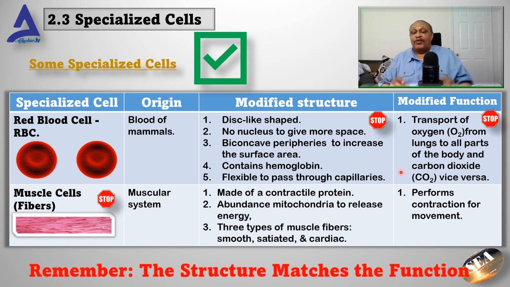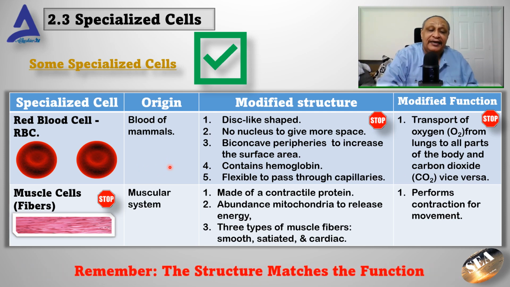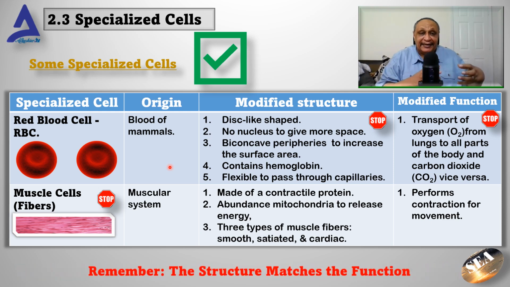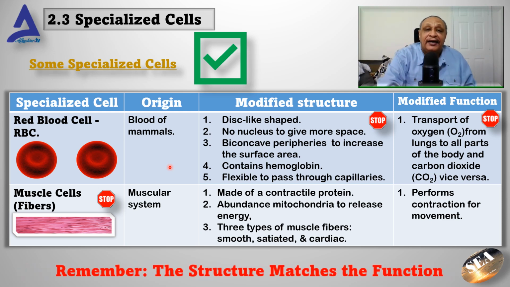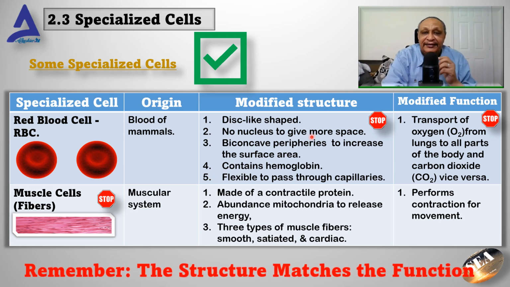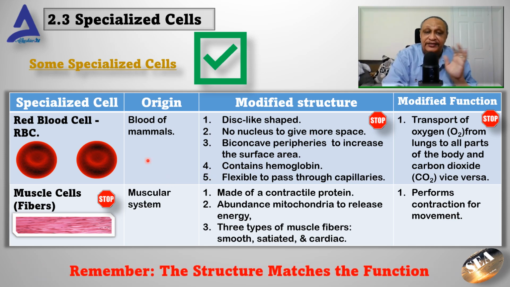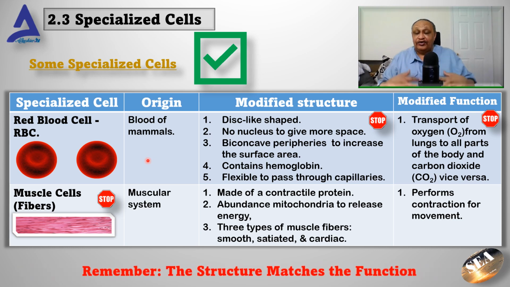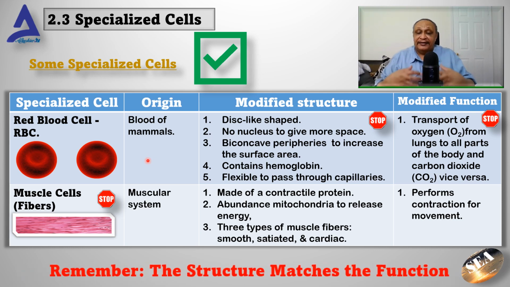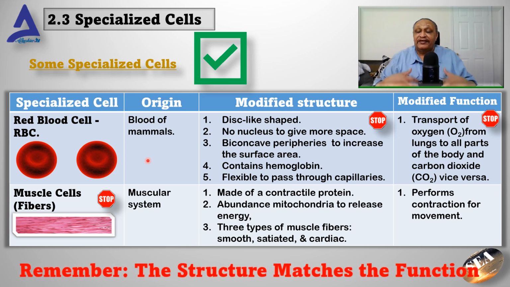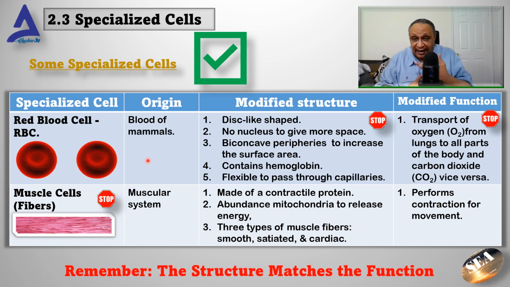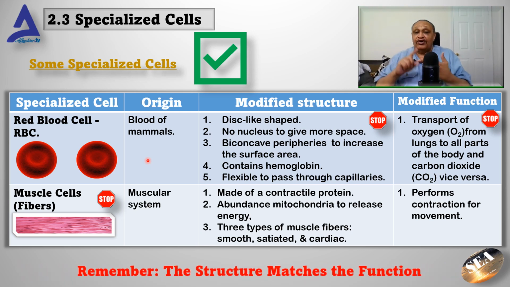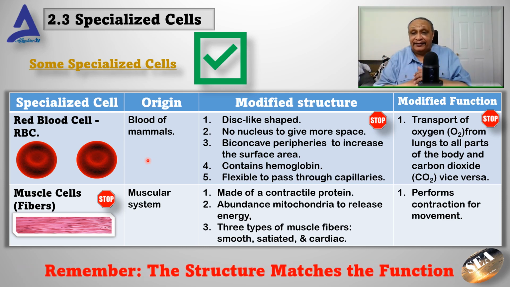Okay, there is a question that may hit your mind. Why does this cell have no nucleus? We say it is to give more space. This is one reason. The second reason is if you have a nucleus, that means this cell is going to do all the vital actions. It's going to have respiration, it's going to divide, there are a lot of vital activities it should do.